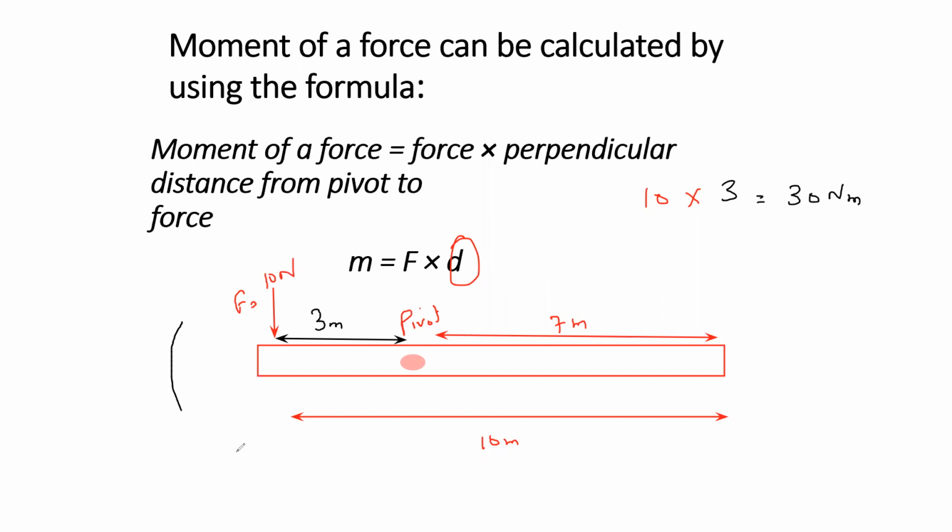And which direction will it rotate? Clockwise or anti-clockwise? So it will rotate anti-clockwise. So we'll say the moment is 30 Newton meter anti-clockwise. Is it clear, this example?